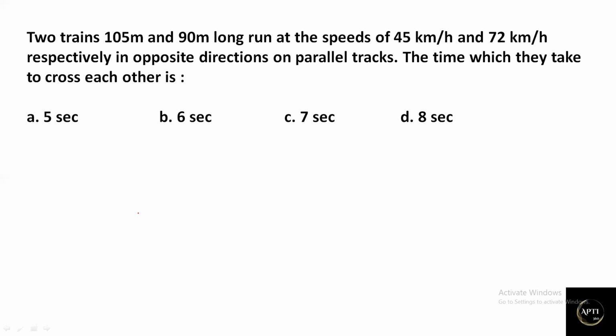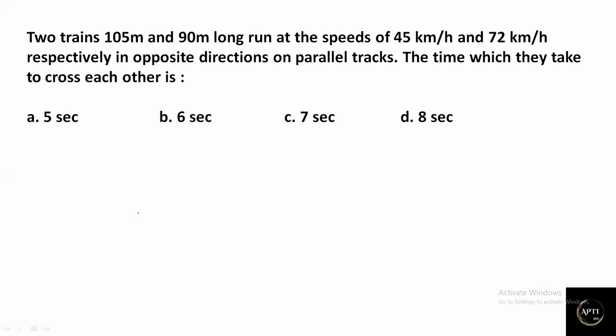Before listening to the explanation of the question, it's better if you pause the video and try it on your own, so that you will understand where you made a mistake. Two trains 105 meters and 90 meters long run at the speeds of 45 kilometer per hour and 72 kilometer per hour respectively in opposite directions on parallel tracks. The time which they take to cross each other.